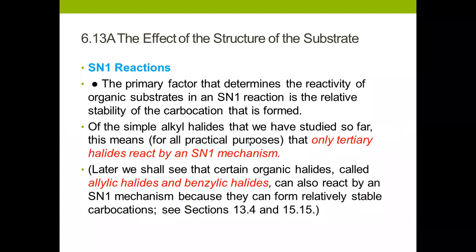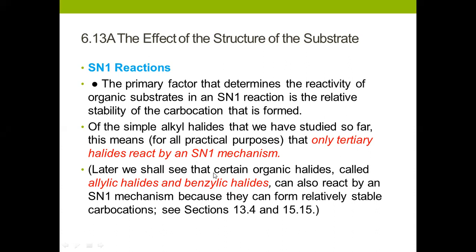Of the simple alkyl halides that we have studied, this means that for all practical purposes in the SN1 reaction, only tertiary halides react by the SN1 reaction. So 3 degree, and of course 2 degree somehow, but for practicality purposes, only 3 degree reacts by the SN1 reaction. So it should be 3 degree, then 2 degree, 1 degree, and then methyl. But for practicality, it's only 3 degree that actually occurs in the SN1 reaction. For the SN2, you have the methyl groups, 1 degree, then 2 degree. But for SN1, you only have 3 degree reactions.